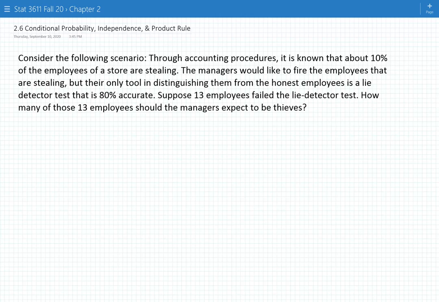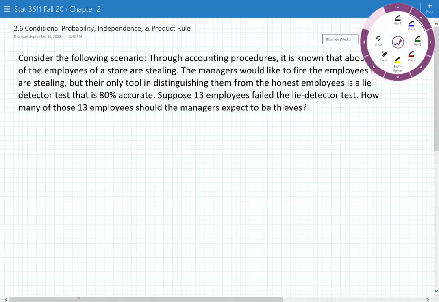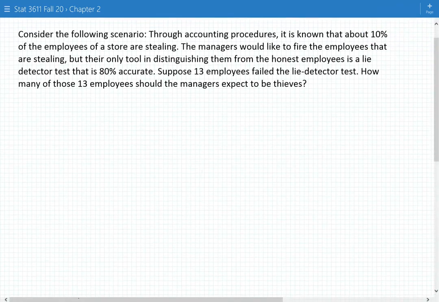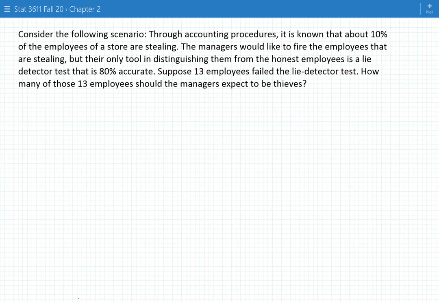Suppose they run some employees through the test and 13 of them failed the lie detector test. Failing the lie detector test is saying that you're not telling the truth. How many of those 13 employees should the managers expect to be thieves? This is a little bit of an open-ended question, but just to motivate the discussion, let's think about this. There's 13 employees that fail the lie detector test. How many of those 13 should the managers expect to be thieves?